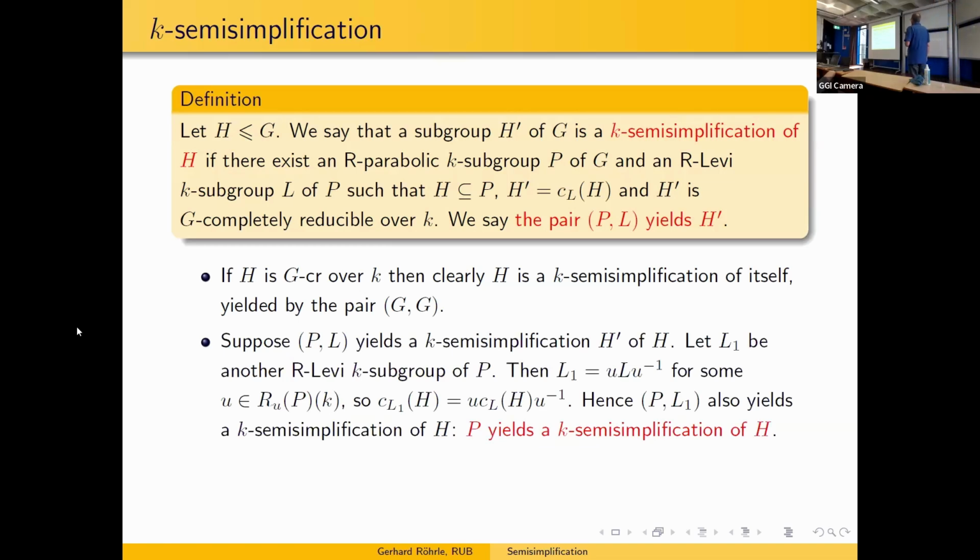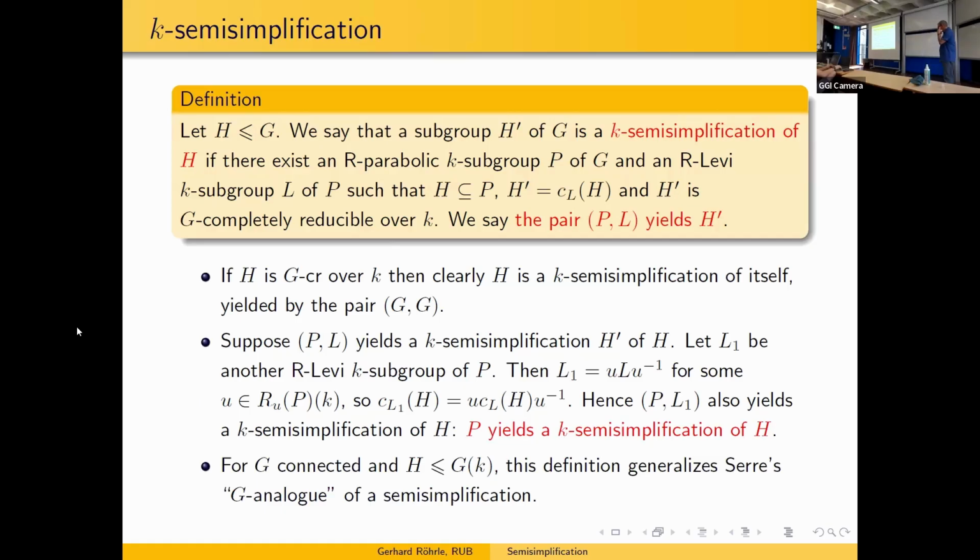What if I have a pair which yields a K-semisimplification, and look at another Levi subgroup? Another Levi subgroup of P is the conjugate by an element from the unipotent radical. And it's easy to see that that other Levi subgroup together with P also yields a semisimplification. That's just a conjugate of my subgroup, c_L H, inside of P. So really it's the parabolic that yields a semisimplification.